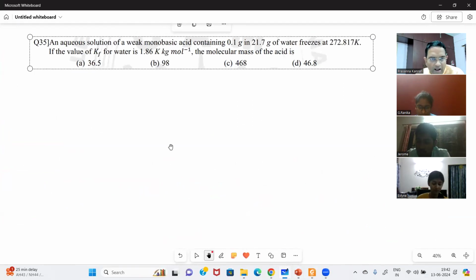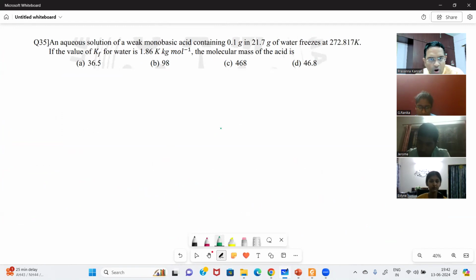An aqueous solution of a weak monobasic acid containing 0.1 gram in 21.7 gram of water freezes at 272.817 Kelvin. If the value of Kf is 1.86 Kelvin kilogram per mole, the molecular mass of the acid is. Please calculate yourself, everybody. All data is given.